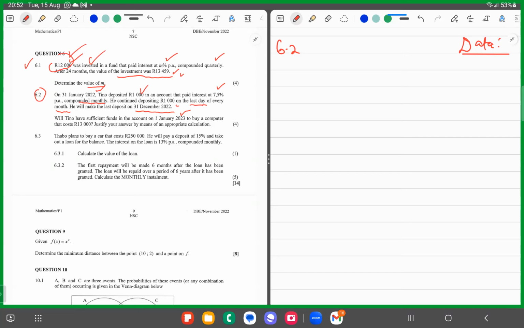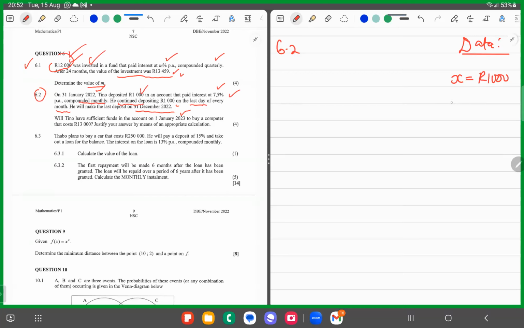Tino deposited on 31 January the amount of 1,000 rand in an account that paid interest. So now there are deposits. Because he continued depositing this 1,000 rand, these deposits we call X. Always, whether it's present value or future value, we call these deposits X. X is 1,000 rand that he continued depositing.